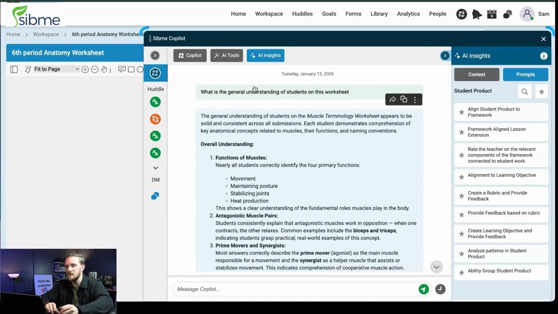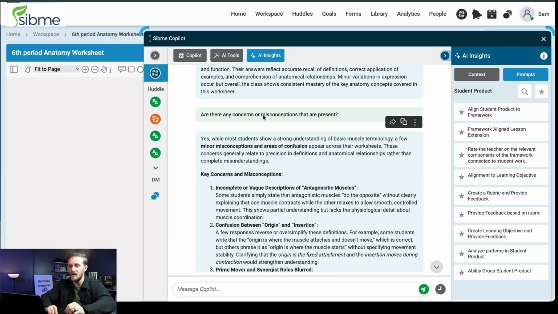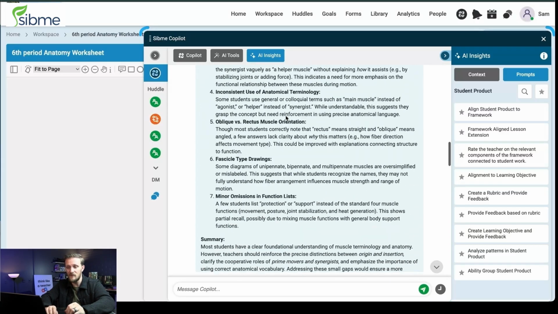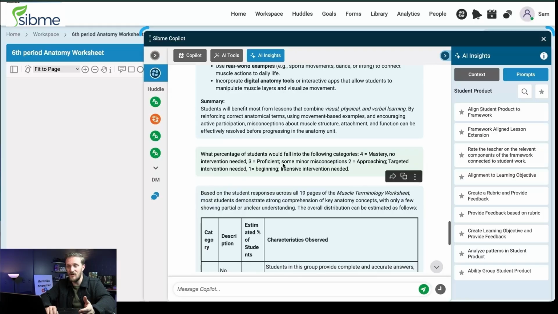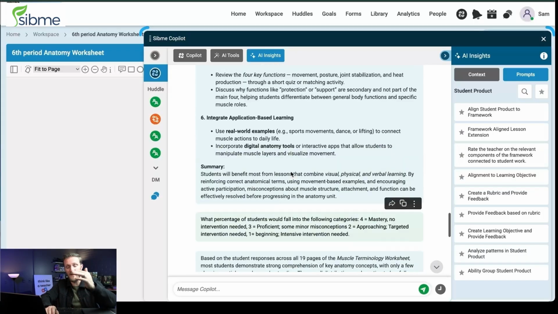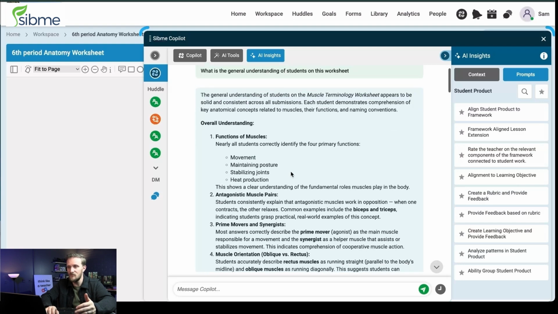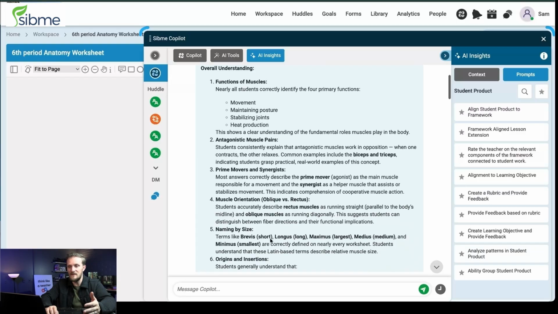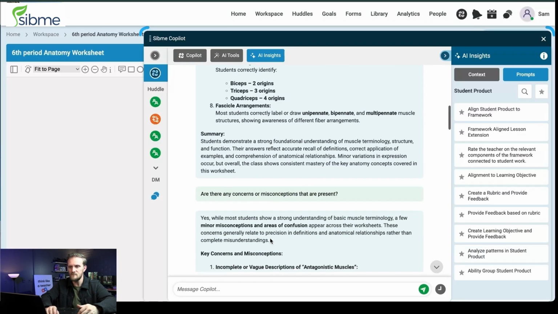What I asked was what the general understanding of the worksheet was. I asked about misconceptions or concerns. I asked about things that I should consider before moving on in that unit, and then also grouping them into mastery levels. So let's break down some of the things that it showed me. What it showed me for the general level of understanding is that they kind of got these key functions and vocab terms, things like that, which was great.